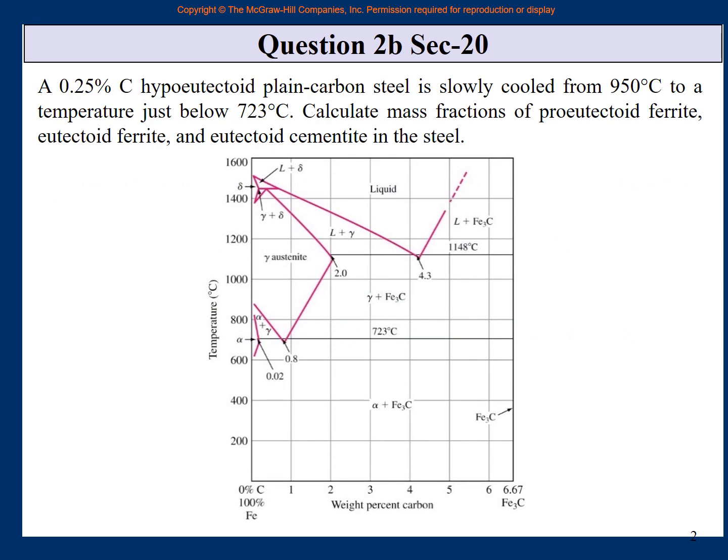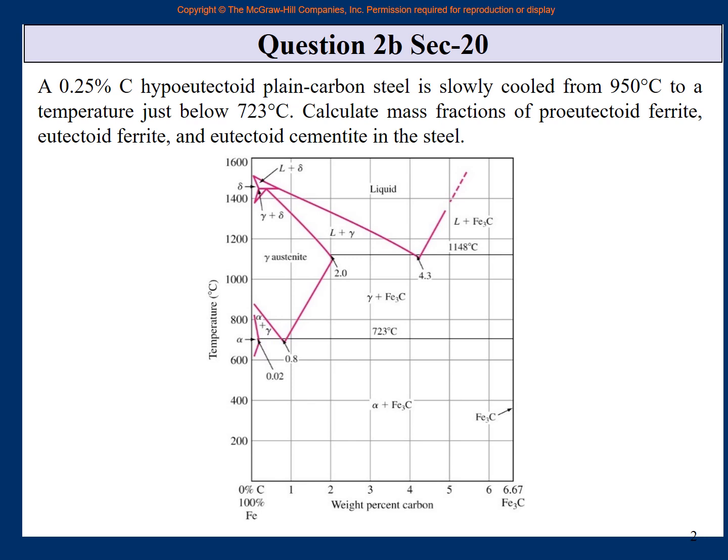Let's go to the second part of the question, question 2B of section 20. A 0.25% carbon hypo-eutectoid plain carbon steel is slowly cooled from 950 Celsius to a temperature just below 723. Calculate mass fractions of pro-eutectoid ferrite, eutectoid ferrite and eutectoid cementite in the steel. The diagram will of course have to be given to you. So this is a steel phase diagram, or the iron-iron carbide phase diagram.